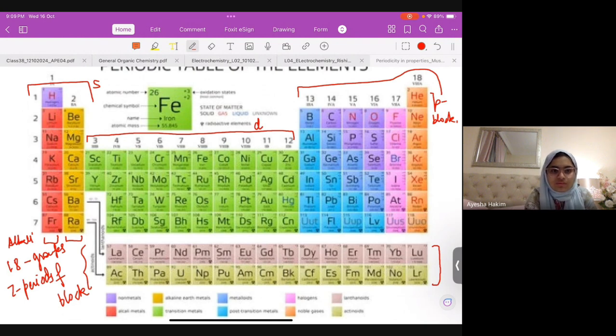I hope you know why these are called alkali metals. Do you know the combination of alkali and alkaline earth metals also has a common name? The S block elements are called normal or representative elements.